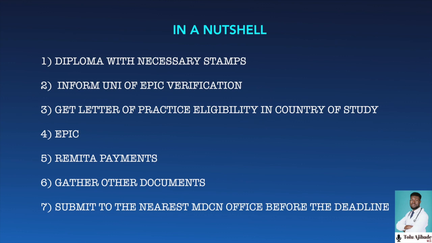So what next? This is just a summary, and I believe this is the last part of the video. It outlines the steps. The first one here is a diploma with necessary stamps. Number two, inform your university of EPIC verification. Number three, get a letter of practice eligibility in your country of study. Then number four, you do the whole EPIC process. Number five, Remitter payment. Number six, gather all needed documents as you found on the MDCN website. And number seven, you submit to the nearest MDCN office before the deadline.